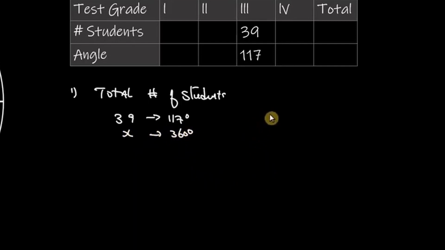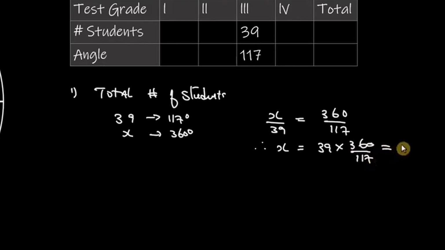So we could write simply that x over 39 is equal to 360 over 117. We could form this equation many different ways, but this is just as useful. In this event, we have therefore x is equal to 39 times 360 over 117, and that's equal to 120 students. So we can conclude that the total number of students is 120, and of course that would represent 360 degrees. So that's the first part of our question.